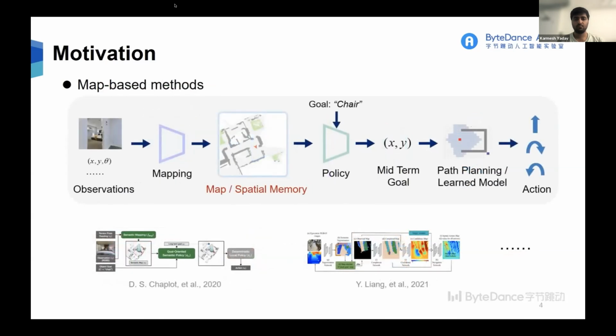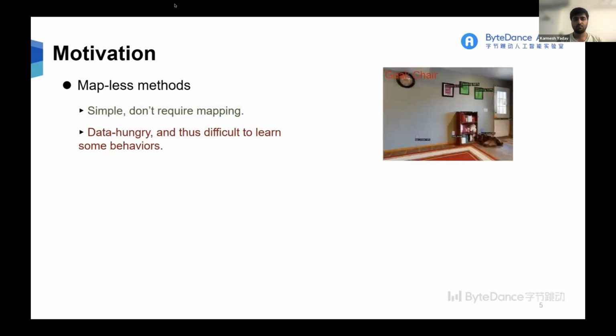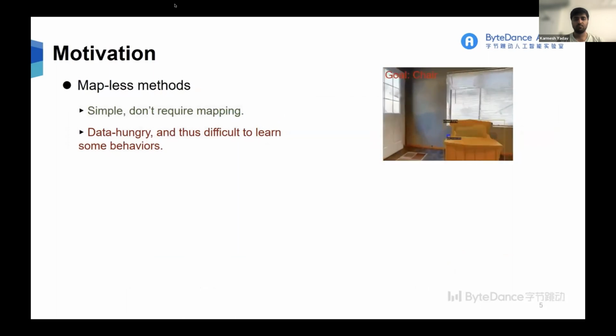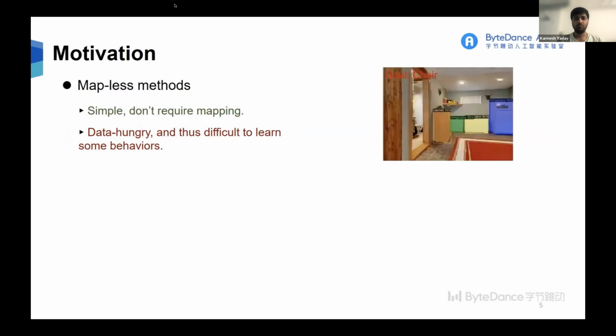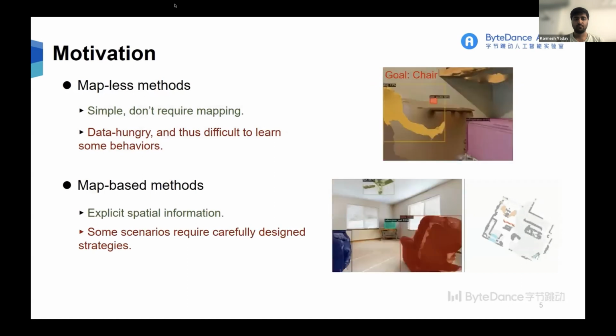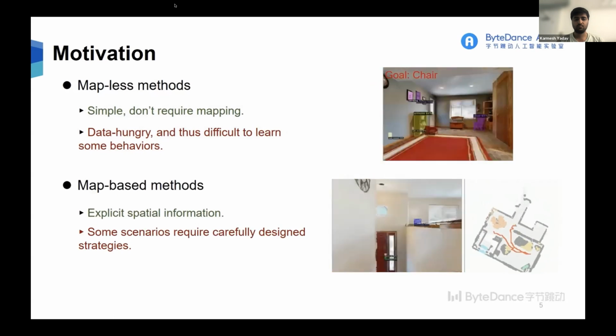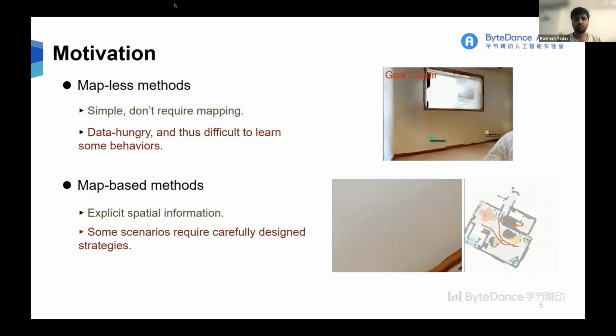Map-based methods build an explicit or implicit map and get a mid-term goal using a policy. Then a path planning method or learned model is used to obtain an action. We discovered that most end-to-end methods are data hungry and difficult to learn some behaviors, such as stopping at the goal location. Map-based methods contain explicit spatial information, but require carefully designed strategy under some scenarios like stairs.